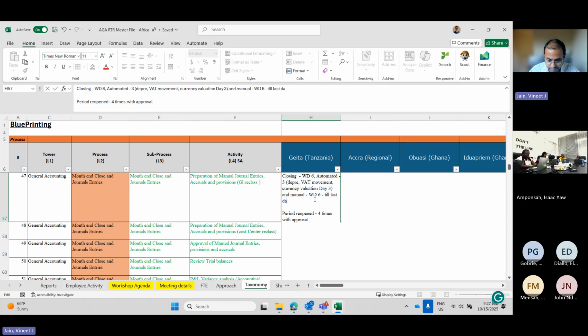Okay, how many manual journals do you process? Do you mean by type or by number of journals? By number, like 150, 200. That's a lot. I cannot tell you the number, because everybody is busy. How many? We will have to come back on that.